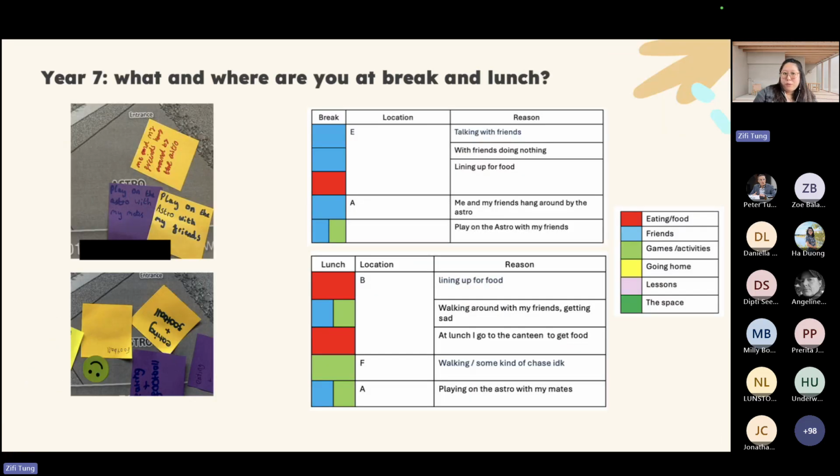So this is an example for the year 7 group. What and where are you doing at break and lunch? On the left side, you can see the screenshots of the maps and the post-it notes. What I did was create tables using PowerPoint and distinguish between break and lunch. Then I put the location and the reason. The reason section is verbatim, so exactly what they wrote on their post-it note. And the same for lunch. Then I color coded them: eating or food was red, friends was blue, and green was games and activities.